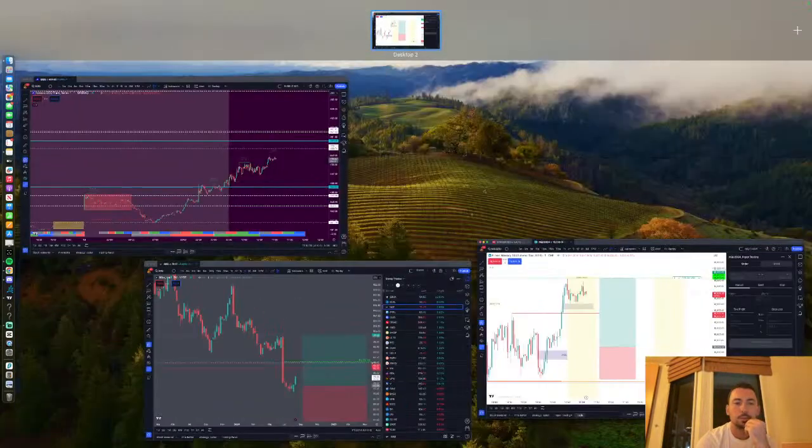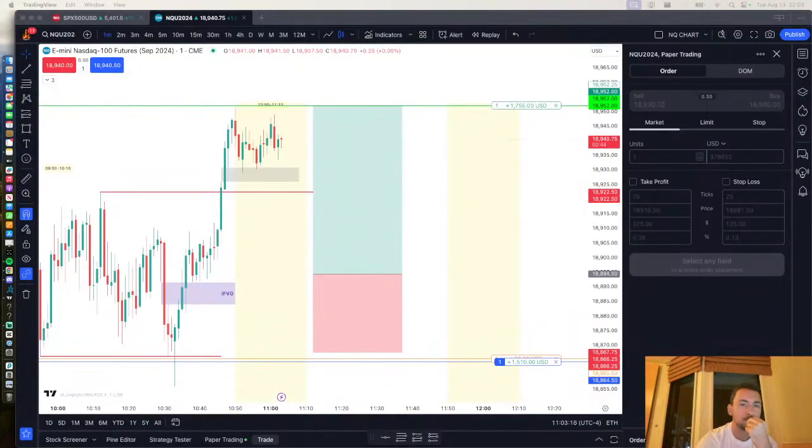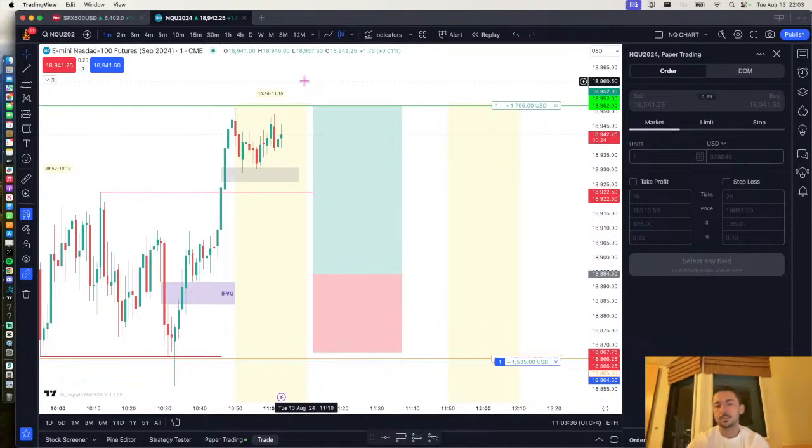About to get a nice bullish close on NQ. So that's going to be dope. Patience is a virtue, guys. We're almost ready to hit that internal high. Let's see when we get it.